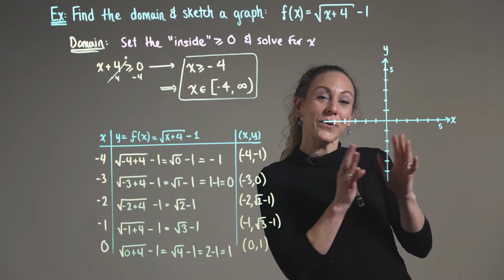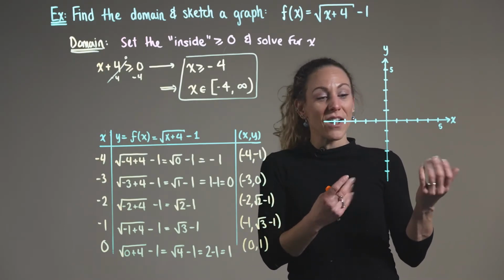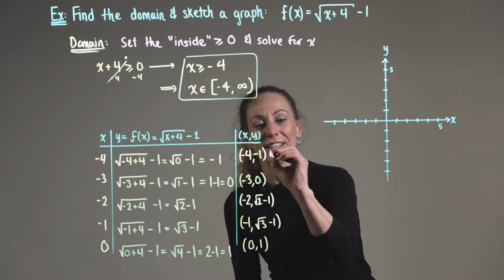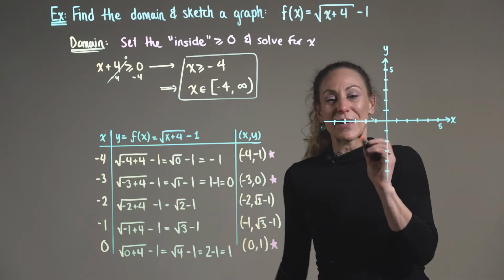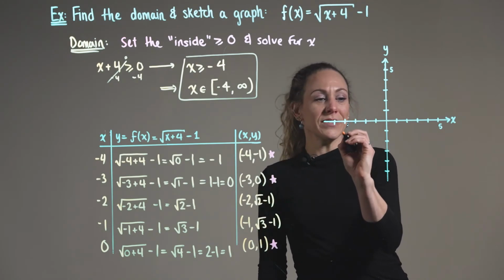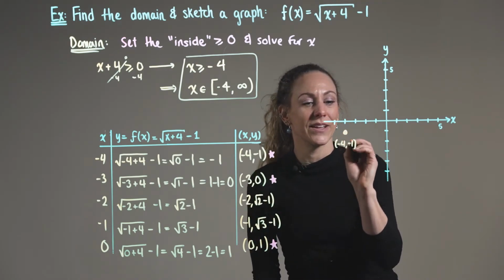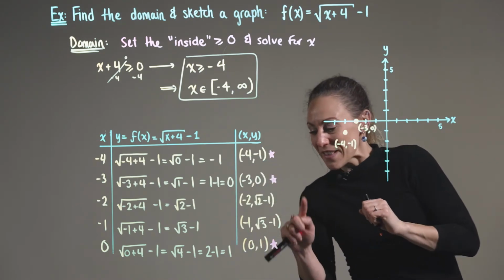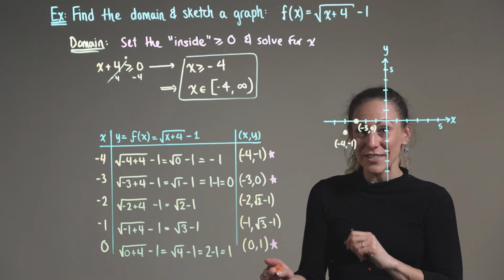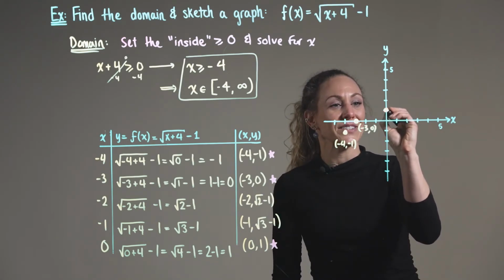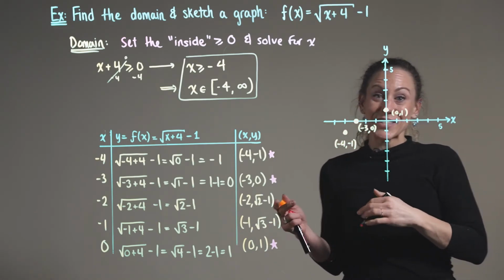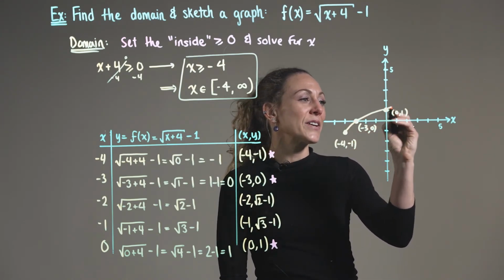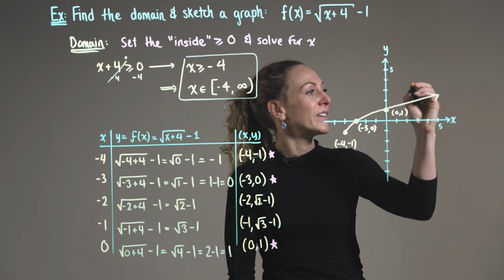So when we go ahead and plot these solution points on the coordinate plane, let's only use the whole numbers for convenience. So we have the ordered pair negative 4, negative 1. We have the ordered pair negative 3, 0. And then skipping down to our last ordered pair, 0, 1, our y-intercept. And again, to see the graph of this function, we just need to connect these ordered pairs with a smooth curve.